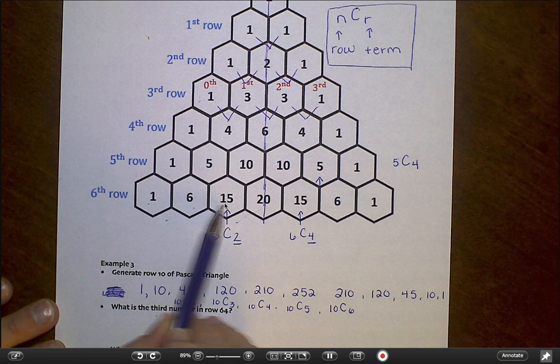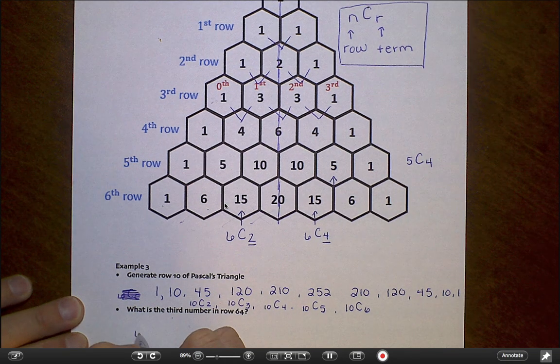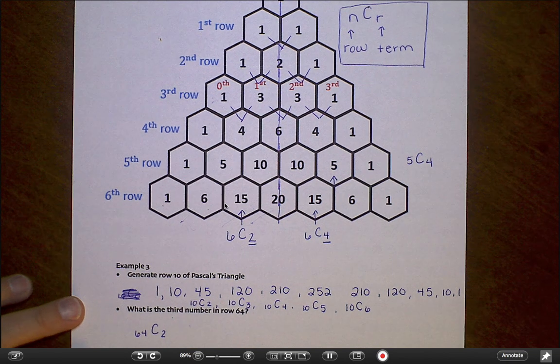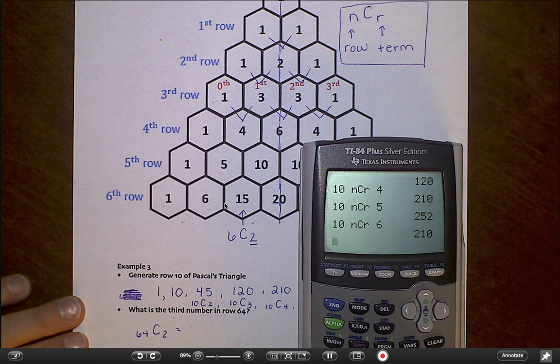Now this is not row 64, but I can find that third number by doing 64 choose 2. Okay, and I would write down that this is how you got your answer. We're doing 64 choose 2.